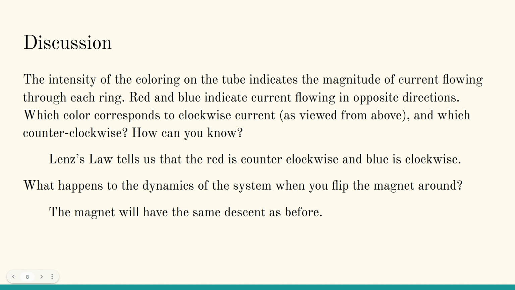So the intensity of the coloring on the tube indicates the magnitude of the current flowing through each ring. Red and blue indicate current flowing in opposite directions. Which color corresponds to clockwise as viewed from above, and which to counterclockwise, and how do I know this? So Lenz's law told us that the red is counterclockwise and blue is clockwise. What happens to the dynamics of the system when we flip the magnet around? The magnet will have the same descent as before because of the different forces being acted, primarily the induced field and how those work.